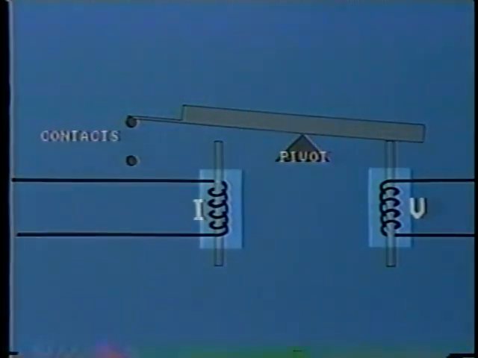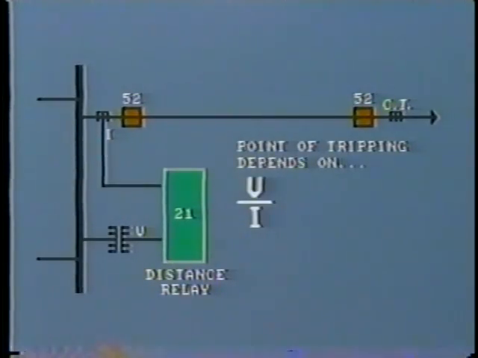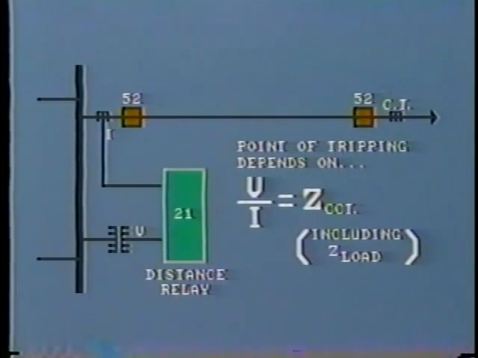The actual point of tripping could be set by adjusting the position of the center pivot, or more simply, by adjusting taps on the voltage and current coils to increase or decrease the number of turns. Either way, the actual point of tripping depends upon the comparison, that is, the ratio of voltage to current, V over I. The relay is in fact measuring the impedance of the circuit being protected, including the load impedance.